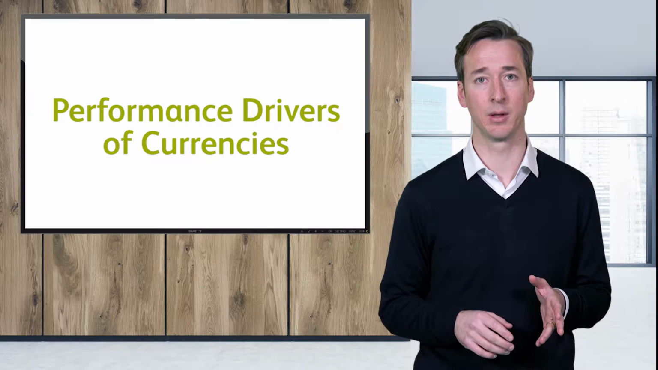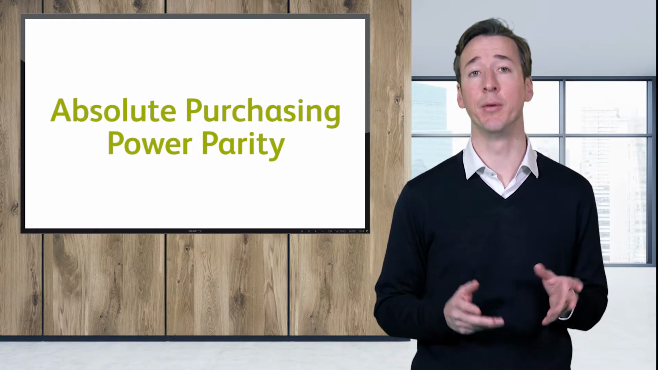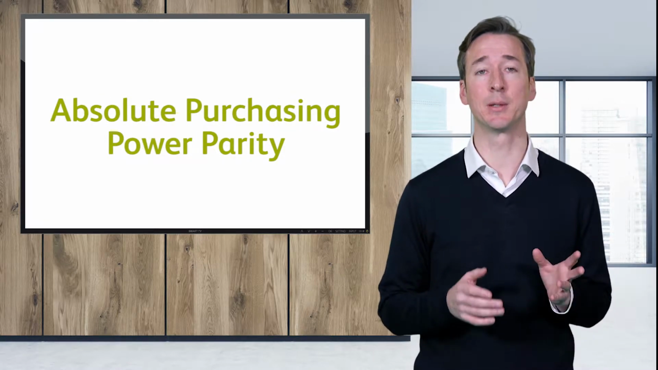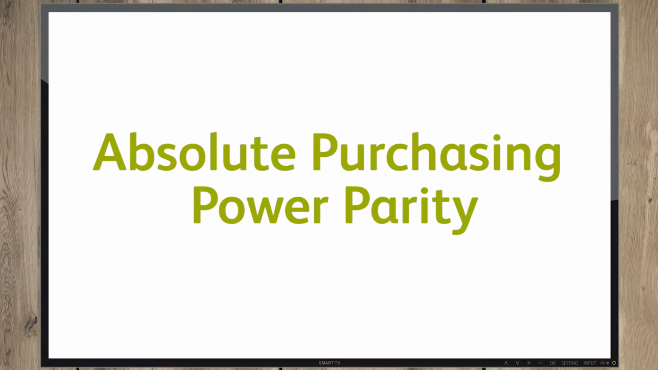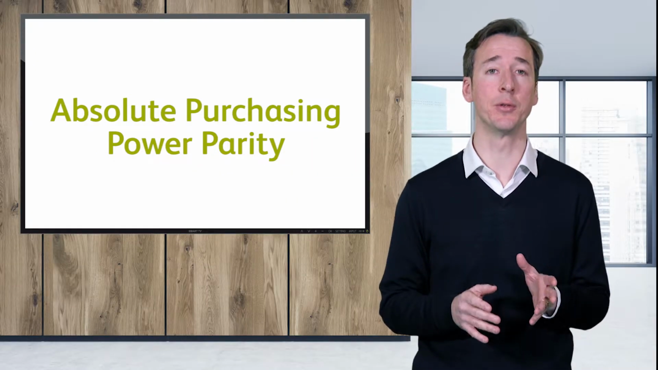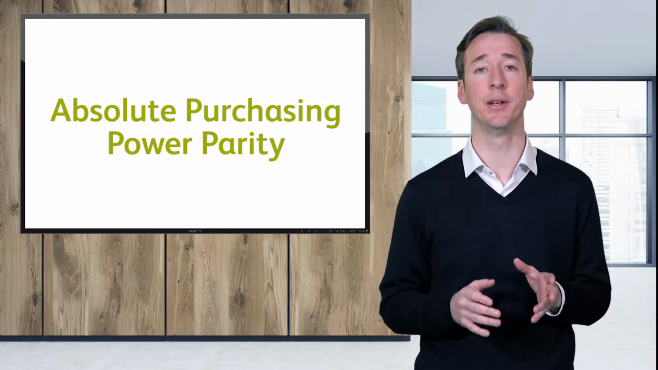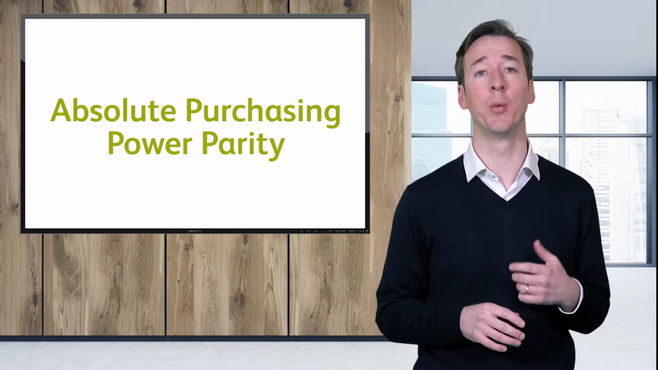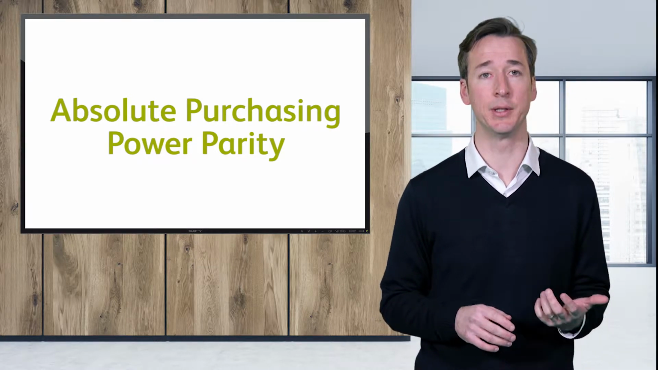currency markets. The most well-known valuation method for currencies is probably absolute purchasing power parity, also known as the law of one price. This theory argues that the prices of the same products in different countries should be equal when they're measured in a common currency.